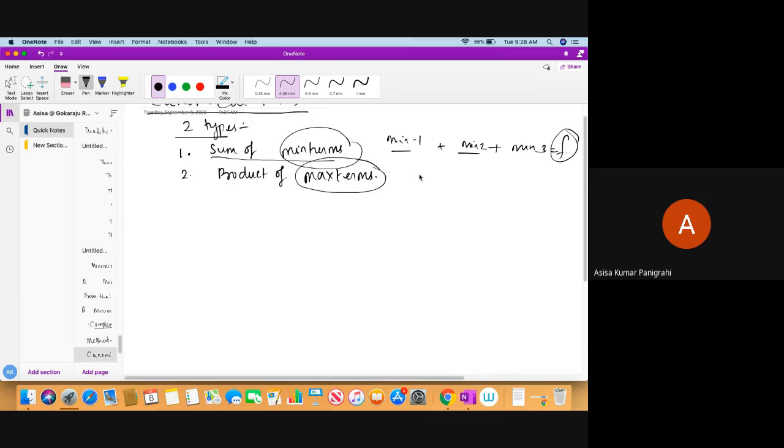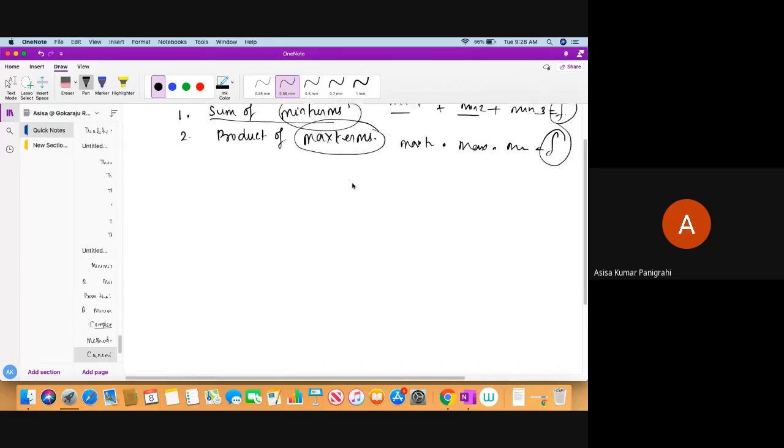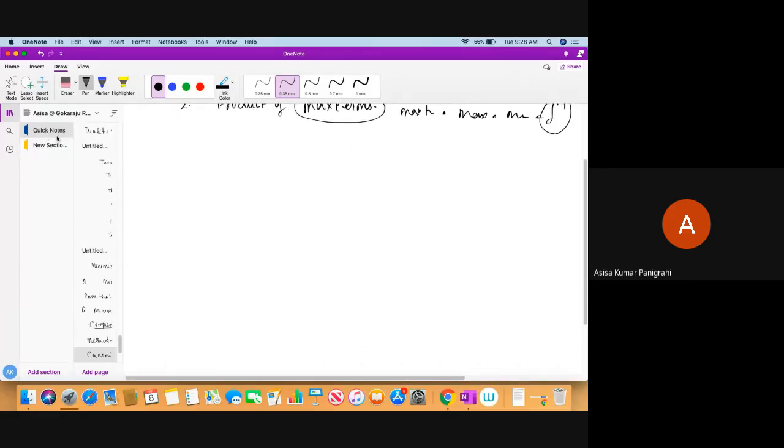Similarly, product of max terms is nothing else but the product of all these max terms: max term, product, max term, product, finally giving me the product of max terms. If you know what a min term and a max term are, it will be very easy for us to deal with those functions clearly. Now, how do we represent min terms and max terms? If you know them, you can easily find the sum of min terms and product of max terms forms of a function.